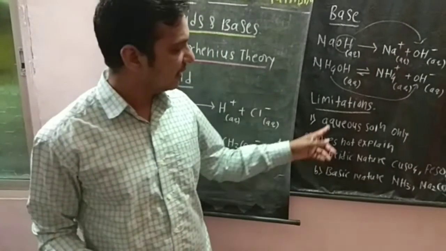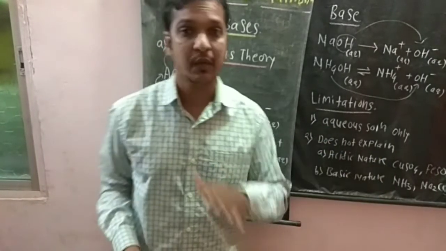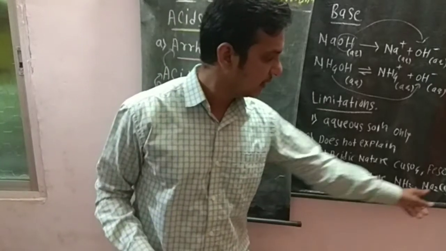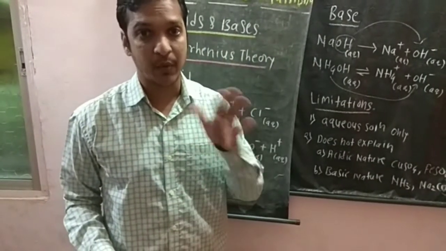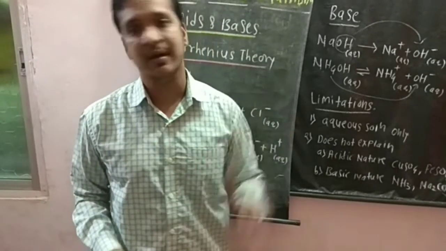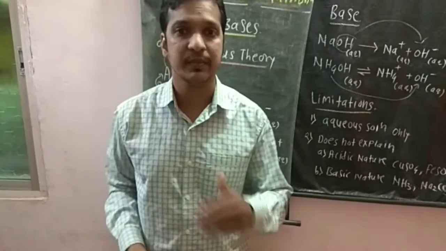Likewise, the Arrhenius theory does not explain the basic nature of substances which do not contain an OH group. For example, ammonia, NH3, and sodium carbonate are basic. They do not contain an OH group, however they are basic. Why they are basic is not explained by the Arrhenius theory. So that was regarding the limitations of the Arrhenius theory.